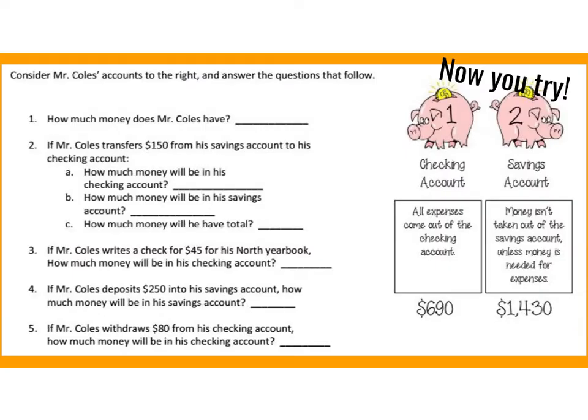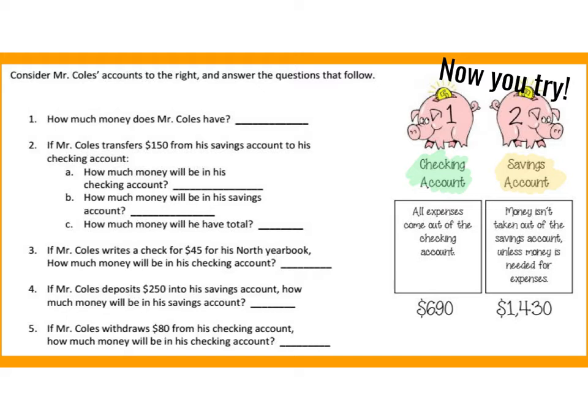Let's look at Mr. Coles' accounts to the right to answer some questions. Mr. Coles has a checking account where all expenses come out of his checking account, and he currently has $690 in that checking account. He also has a savings account. Money isn't taken out of the savings account unless money is needed for expenses. He currently has $1,430 in his savings account.